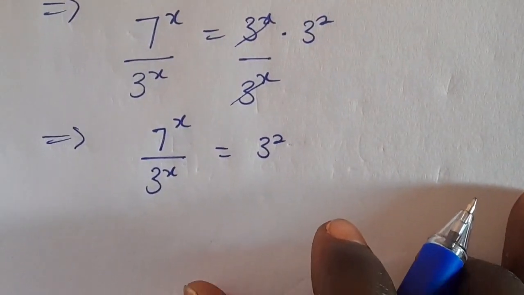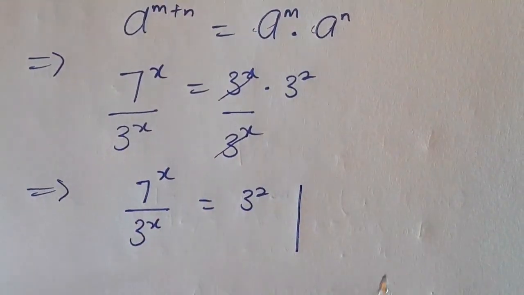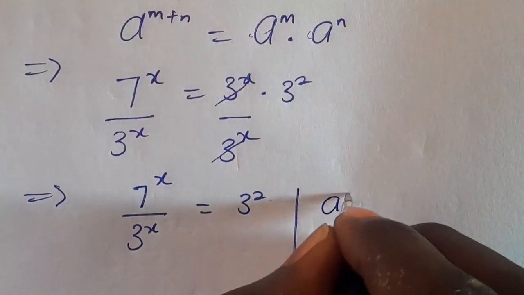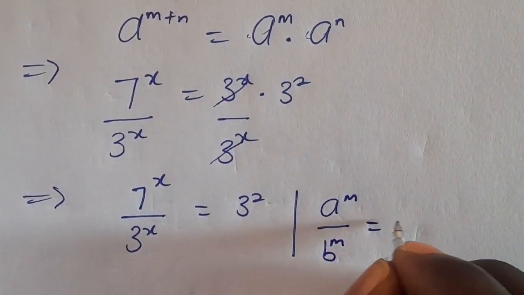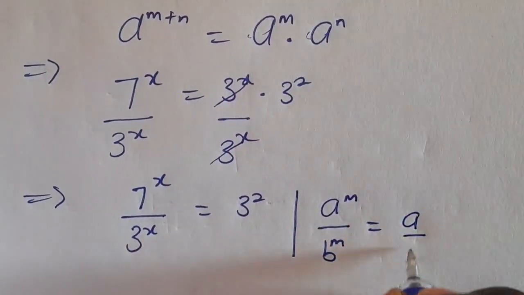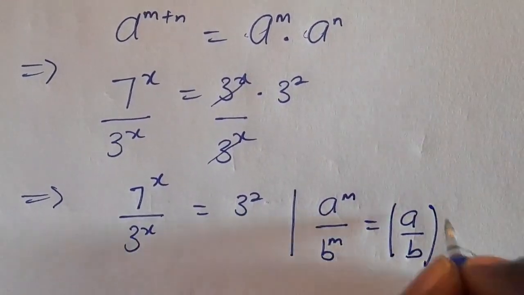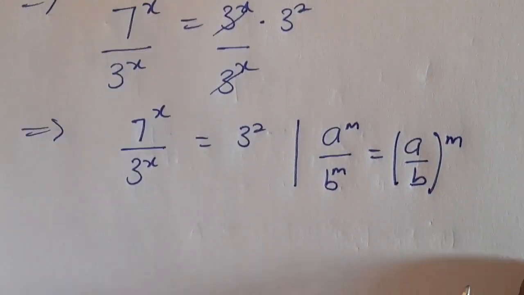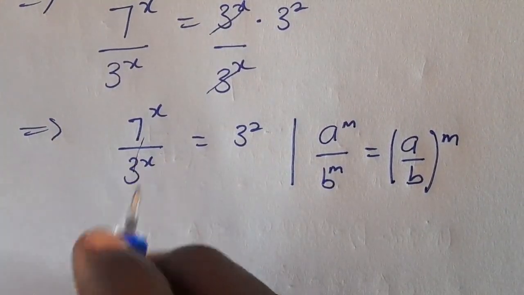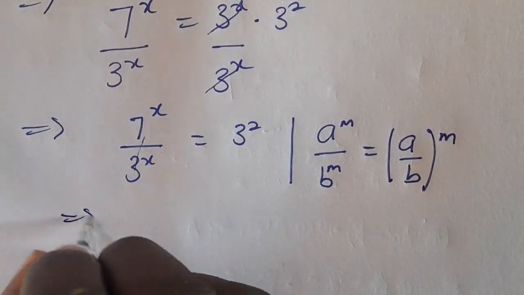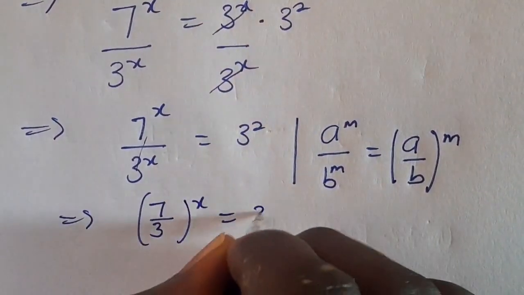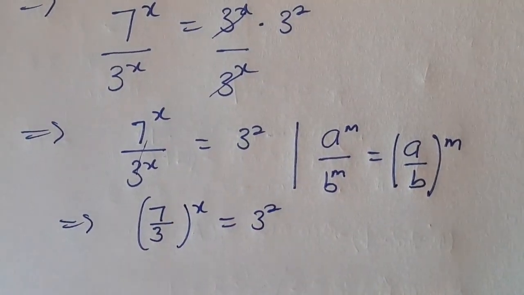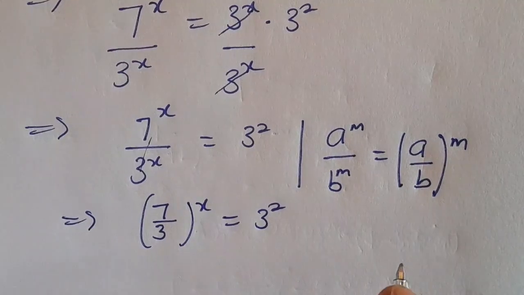But mind you that when you have a to the power of m divided by b to the power of m, this always will give you a divided by b, then in bracket all to the power of m. So by applying it here, because it's applicable, they have the same power, you can have this as 7 divided by 3 all to the power of x equals 3 to the power of 2.